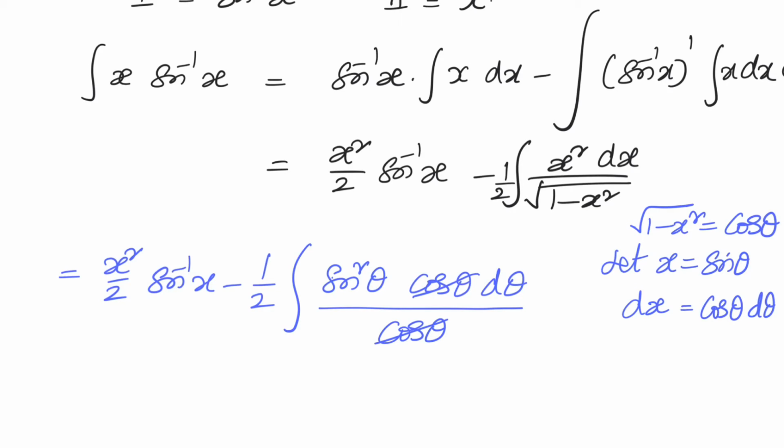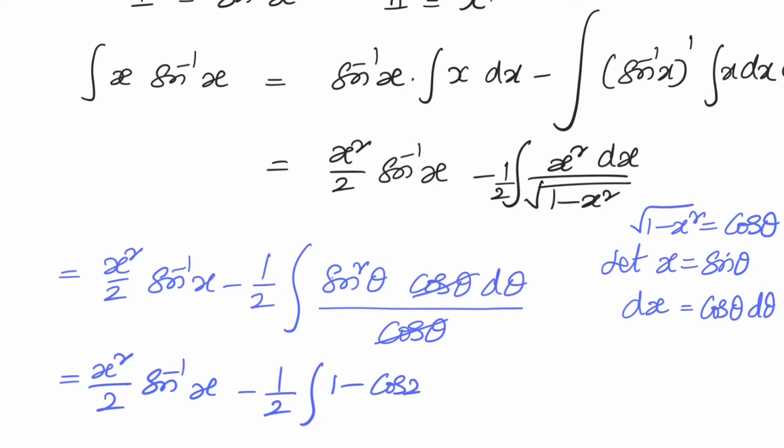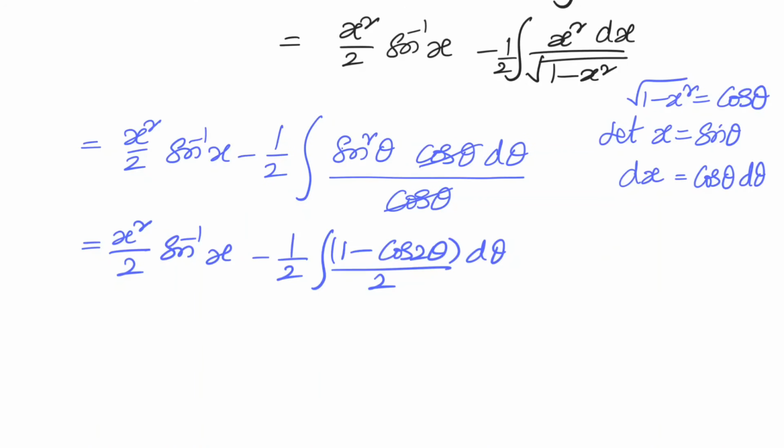But we don't know the integral of sine square theta. So let us try to remove the power there and change that to 1 minus cos 2 theta by 2, for which we can easily find the integral. So we'll write x square by 2 sine inverse x minus 1 by 2 into, sine square theta is written as 1 minus cos 2 theta divided by 2. Now let's open the brackets and try to integrate.